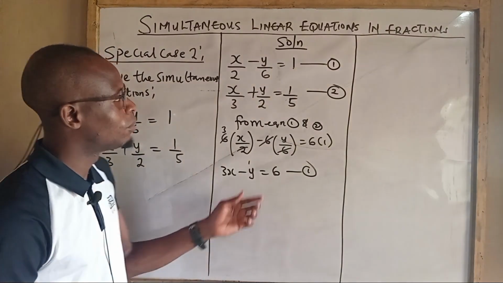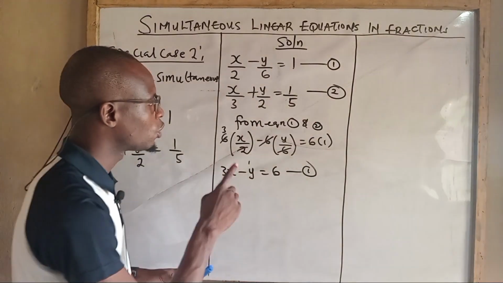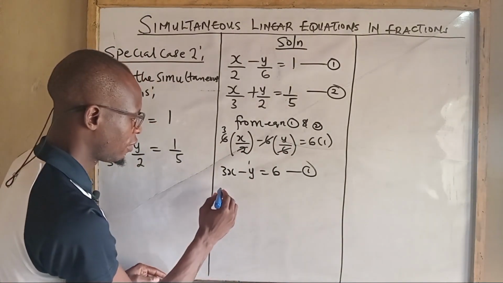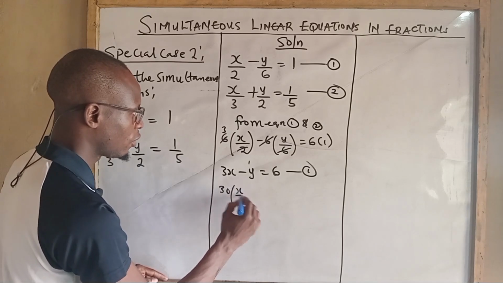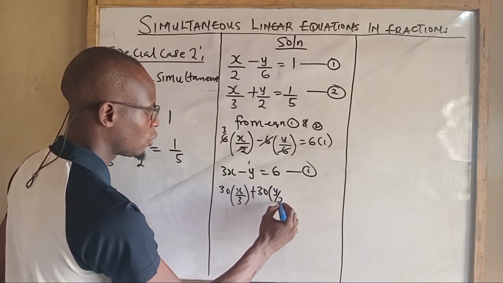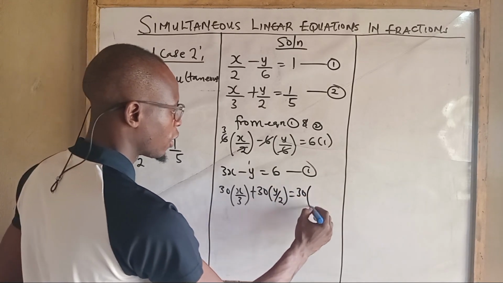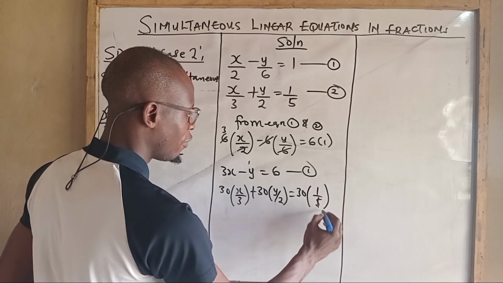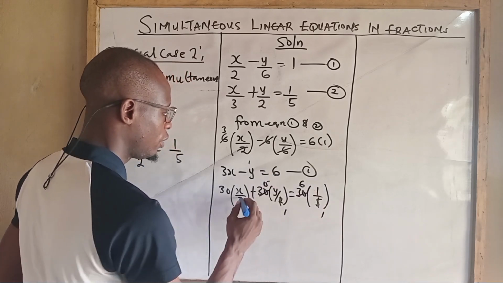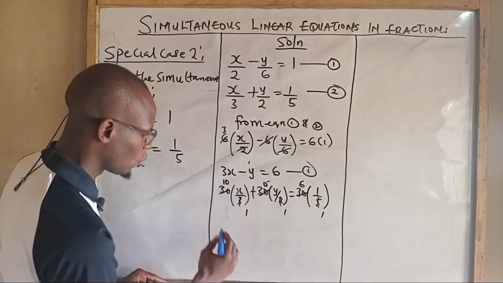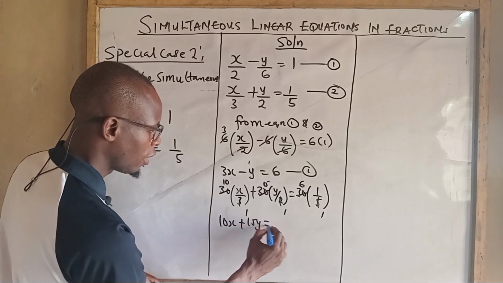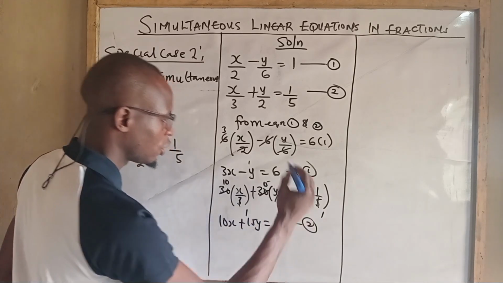You do the same thing with equation 2. In equation 2, the LCM is what? 30. Multiply both sides by 30. You have 30 bracket x over 3 plus 30 bracket y over 2 equals 30 bracket 1 over 5. 5 here 1, 5 here 6, 2 here 1, 2 here 15, 3 here 1, 3 here 10. So we are left with 10x plus 15y equals 6. We call that equation 2.